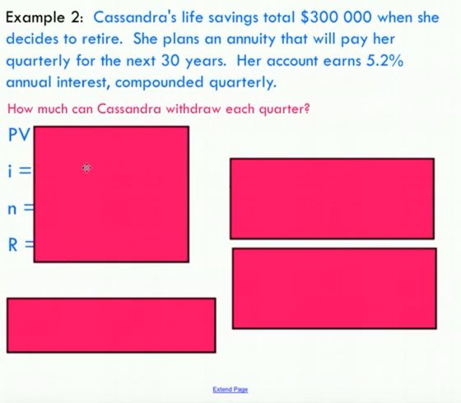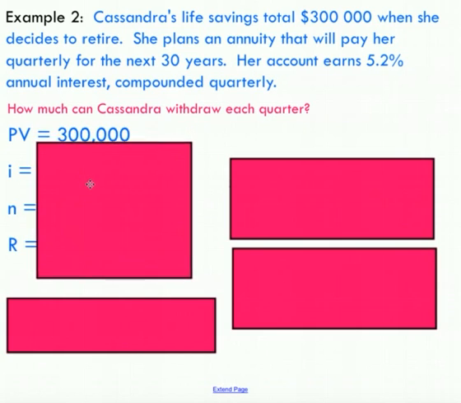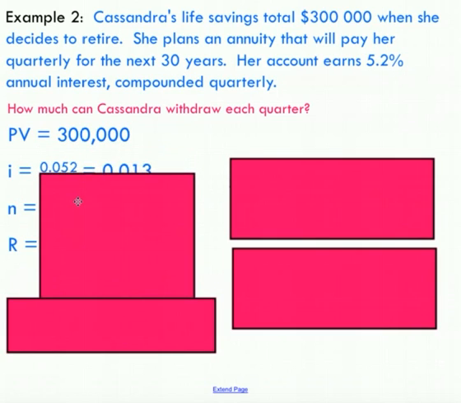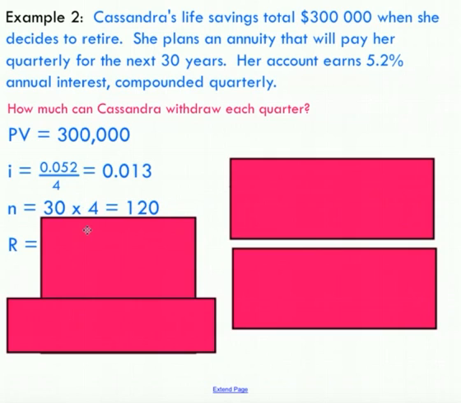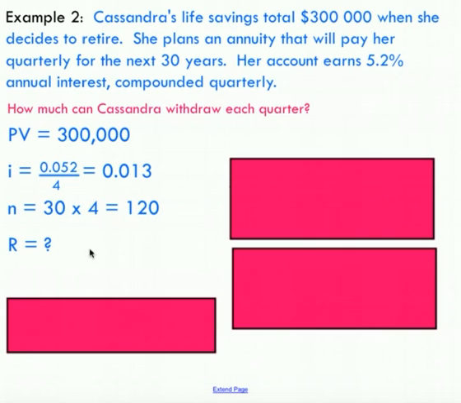So I'm going to start by writing out what we're given. We know that our present value is $300,000. That's how much we have in our account. And our interest rate is 5.2%. We're compounding quarterly, so we divide that by 4. And our N value, this is happening 4 times in a year for 30 years, so we multiply by 4. And our goal is to determine what our regular withdrawal will be. So how much can she take out each quarter?